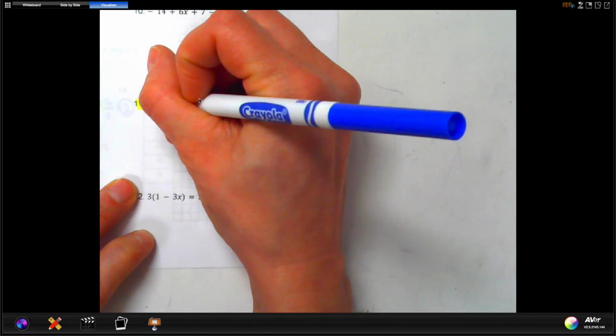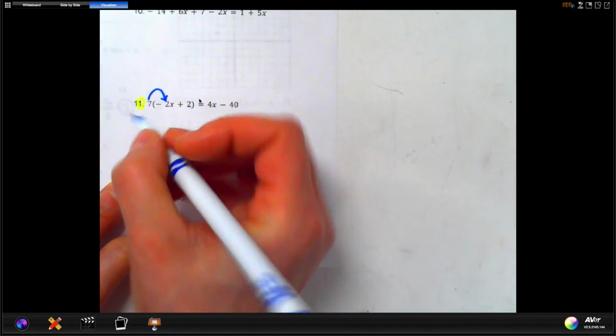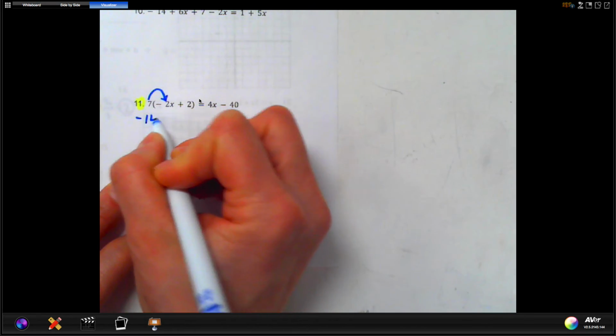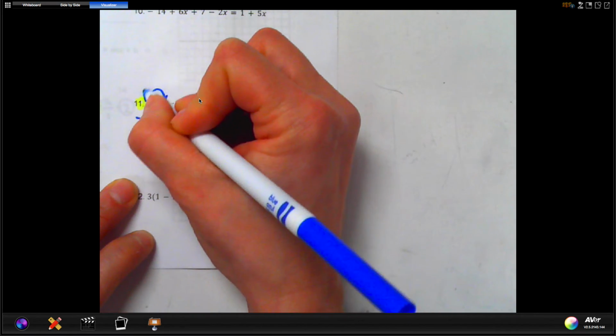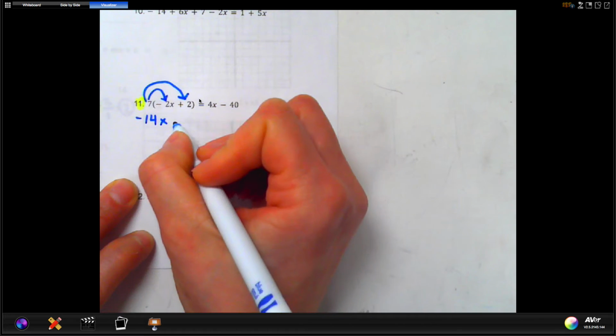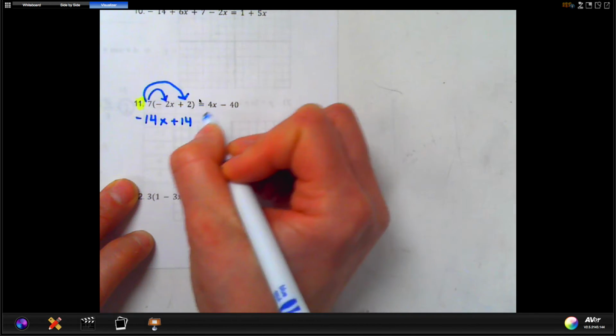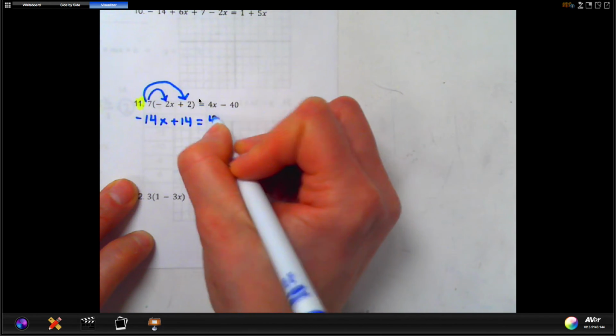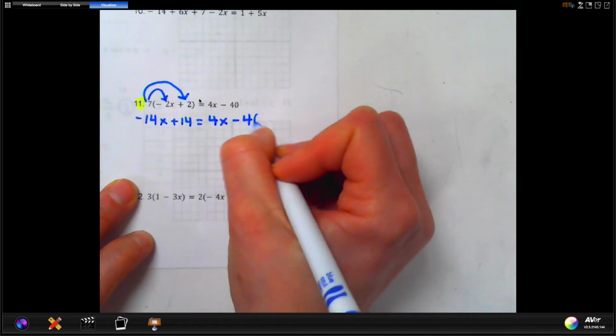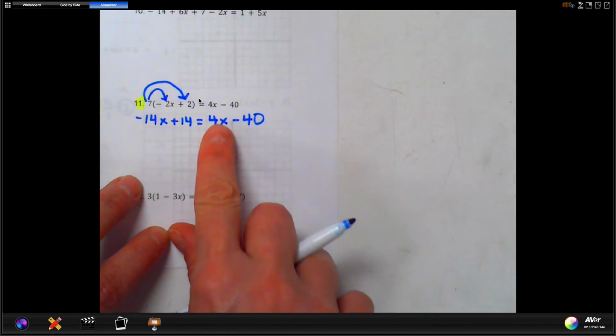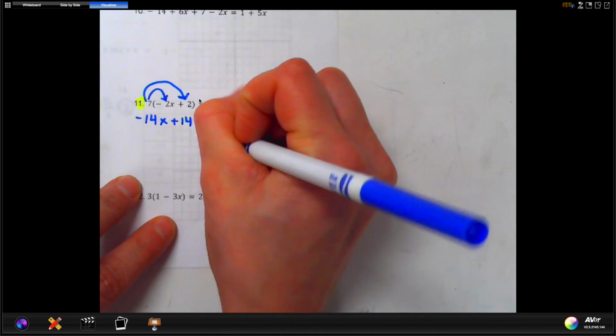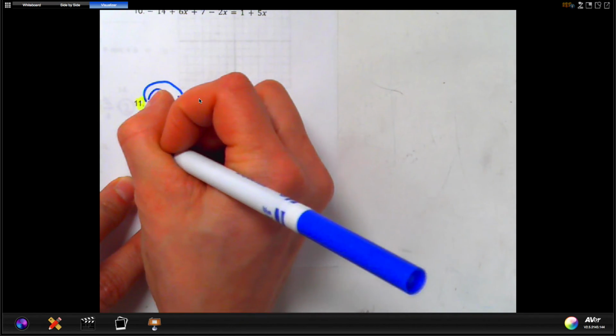So we'll do 7 times negative 2x equals negative 14x. 7 times positive 2 equals positive 14. Bring down our equals and our 4x minus 40. Then we have a similar problem as number 7 again. So we're going to start by canceling the x on the right side. So the opposite of 4x would be minus 4x. Cancel it and subtract it from the 14x over here.